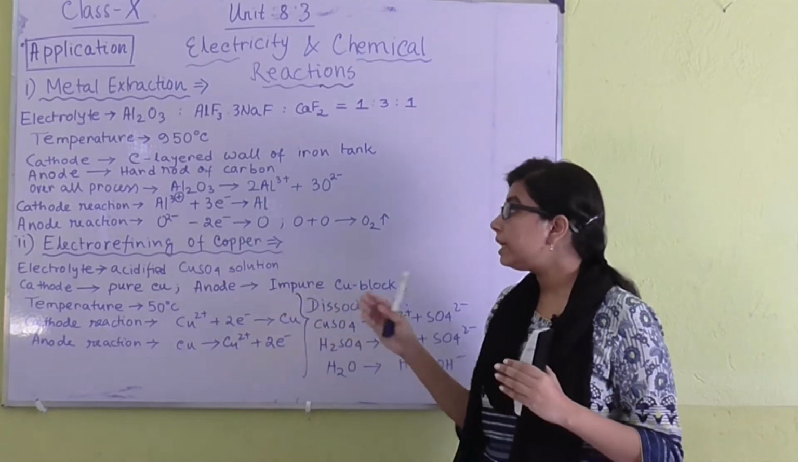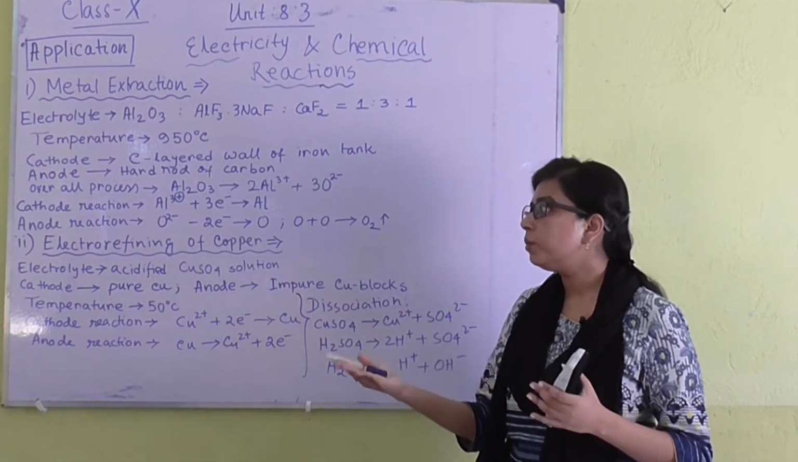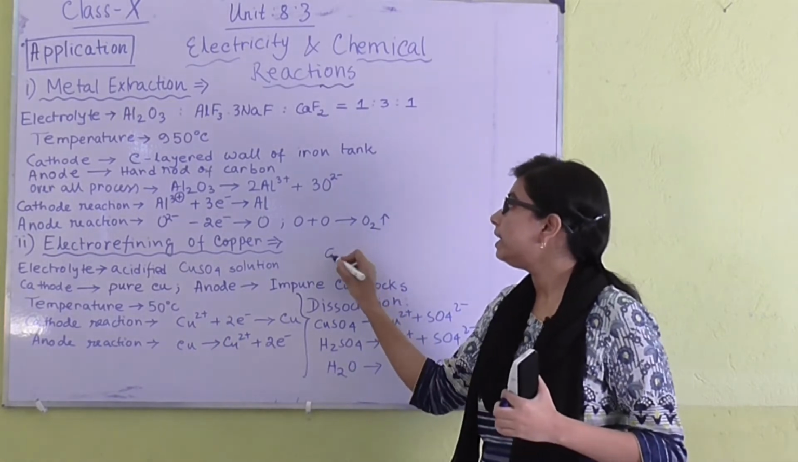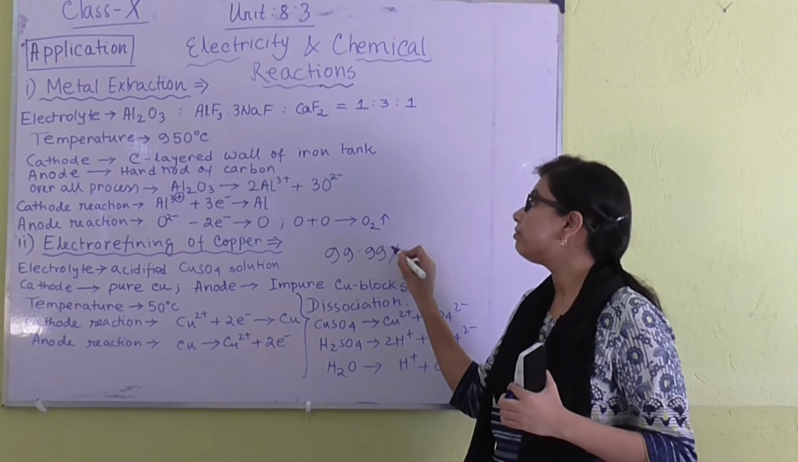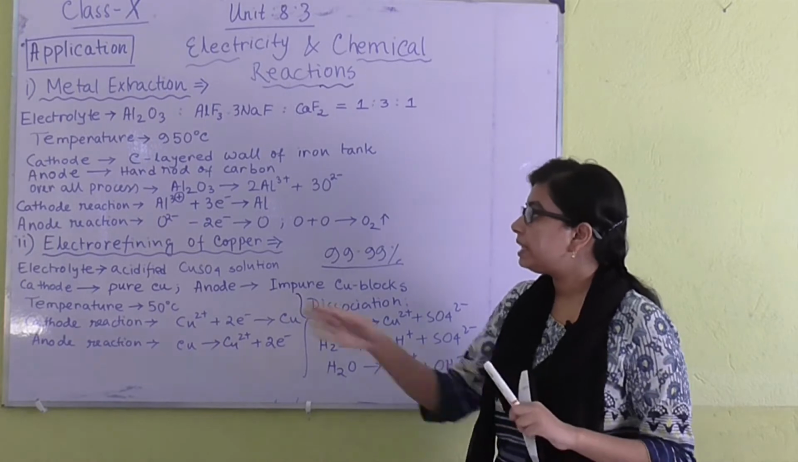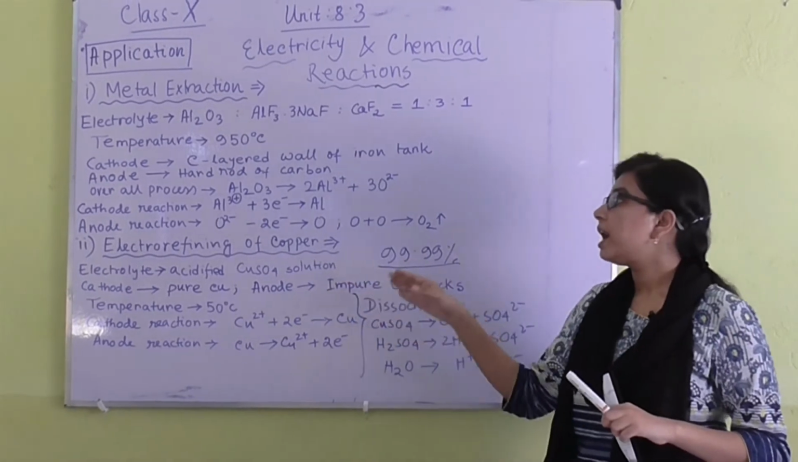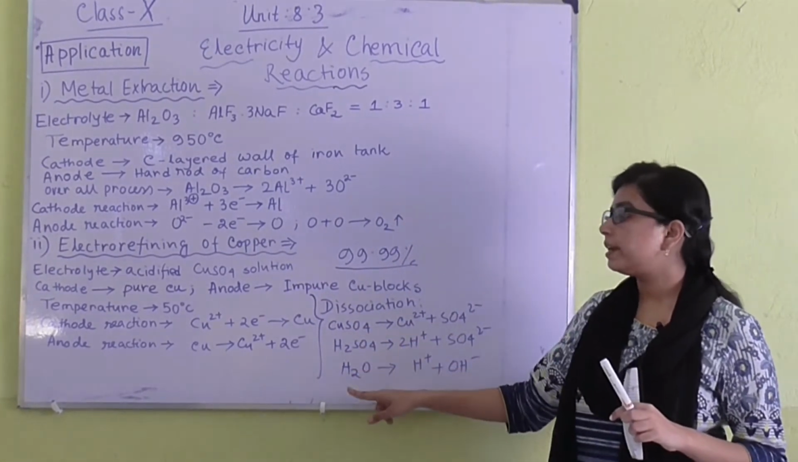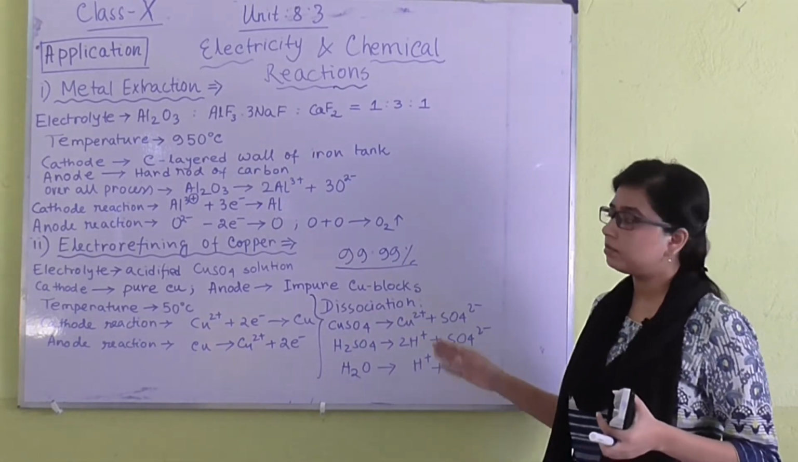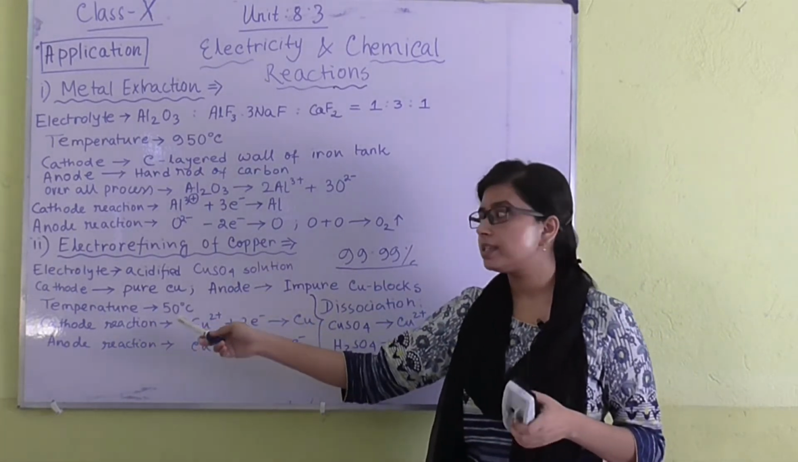That means if we take impure copper, ultimately this process will make this impure copper into pure copper, and applying this process we can get up to 99.99% purified copper. This is the efficiency of this process. So I am repeating again: for this process we have to take acidified copper sulfate solution, and copper sulfate, sulfuric acid and water will be present in the voltameter, and here is the dissociation of the components, and the process will be carried out at 50 degrees Celsius.